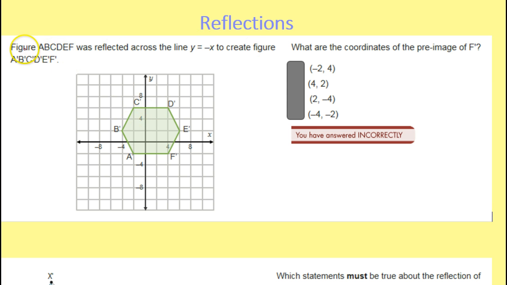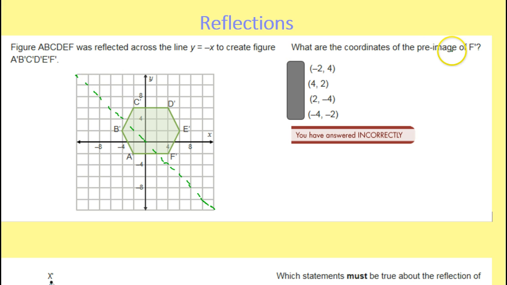Okay, so let's look at this first problem. We have this figure, A, B, C, D, E, F. It was reflected across that line y equals negative x. So this figure that we're looking at is the result of that reflection. And they're mentioning that line y equals negative x, which we now know is a diagonal line going like this, downward from left to right. Okay, that's the reflection line.